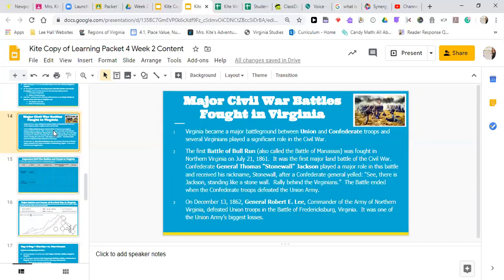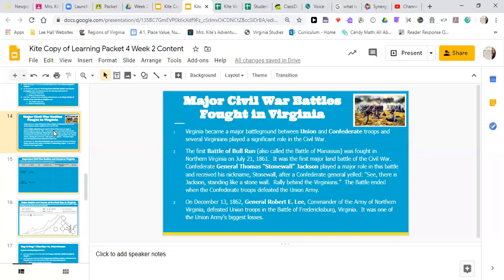Virginia became a major battleground between Union and Confederate troops, and several Virginians played a significant role in the Civil War. The first Battle of Bull Run, also called the Battle of Manassas. So if you hear the Battle of Manassas being referred to, that's the first Battle of Bull Run. It was fought in Northern Virginia on July 21st, 1861. It was the first major land battle of the Civil War.